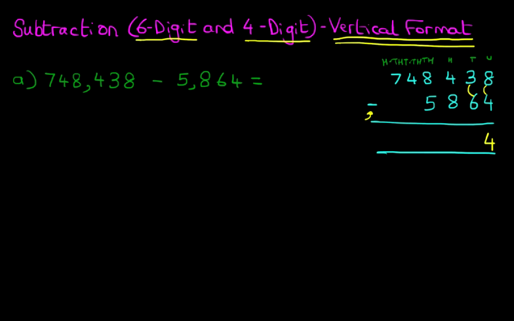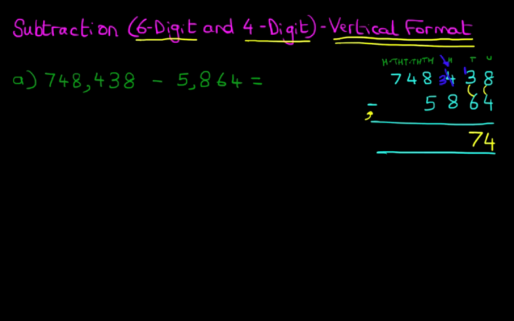We've got 3 minus 6. Now, because 3 is smaller than 6, we cannot do this. What we're going to do is take 1 from the digit on the left. In this case, it's the hundreds. So let's cross out 4. 4 minus 1 is 3. And the 1 we have taken, we're going to move it to the tens column. So the tens is now 13 minus 6. The answer is 7.